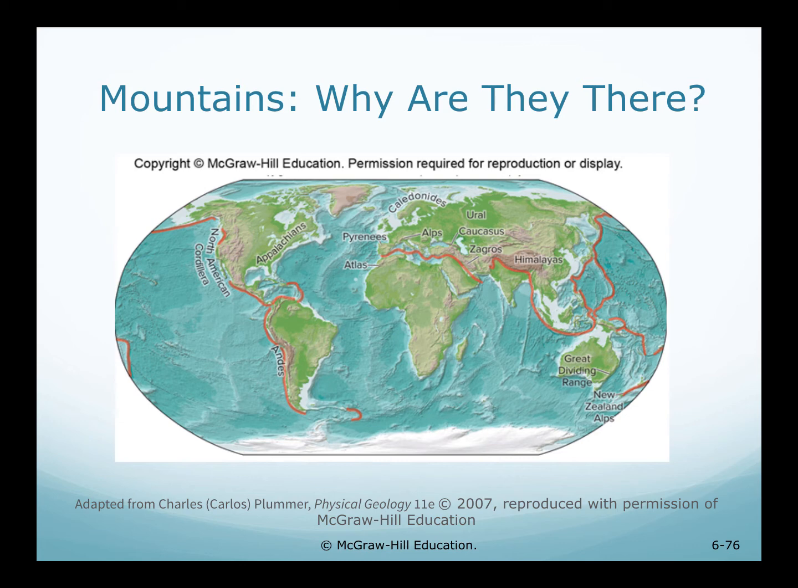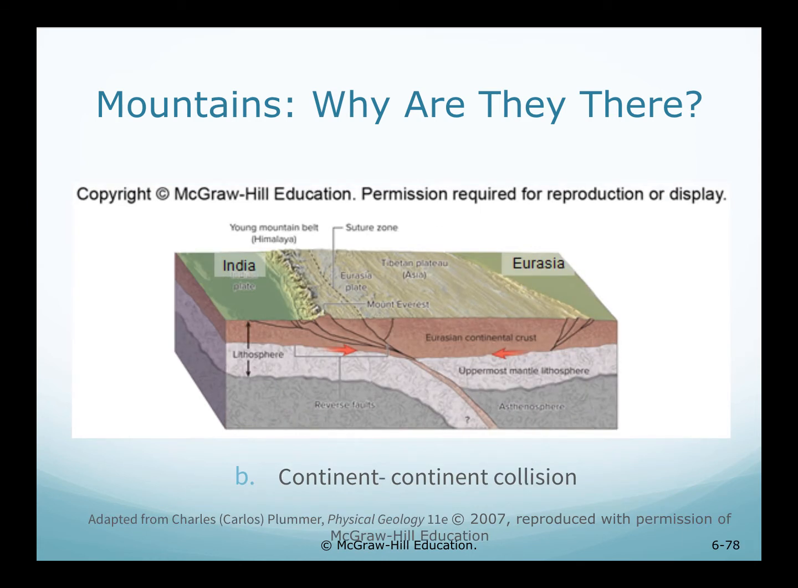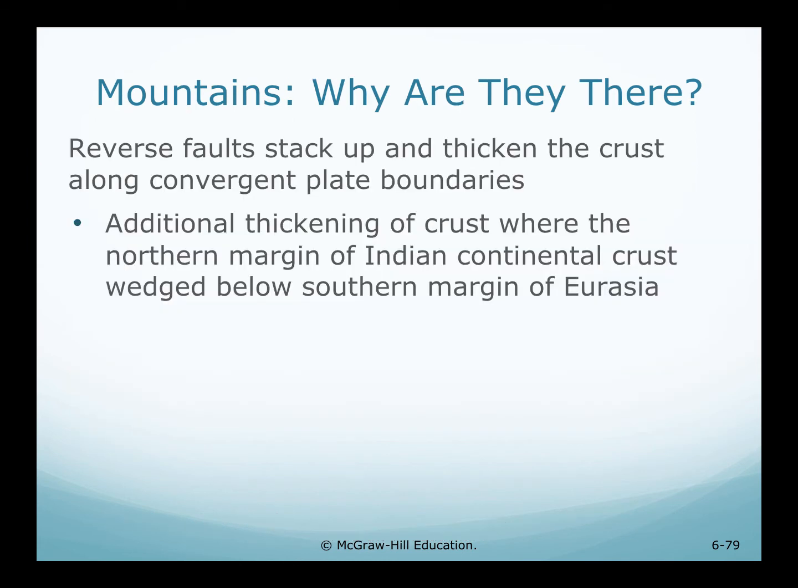Why are they there? It has to do with plate tectonics. Ocean-continent convergence. Continent-continent collision. Reverse faults stack up and thicken the crust along convergent plate boundaries. Additional thickening of crust occurs where the northern margin of the Indian continental crust is wedged below the southern margin of Eurasia.